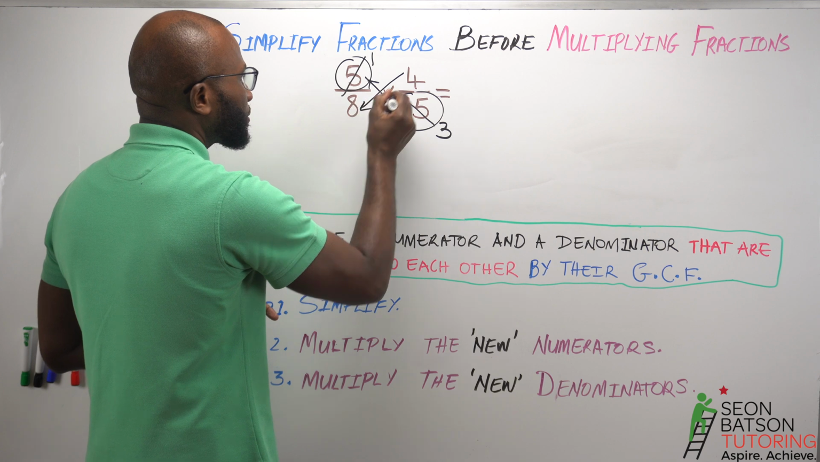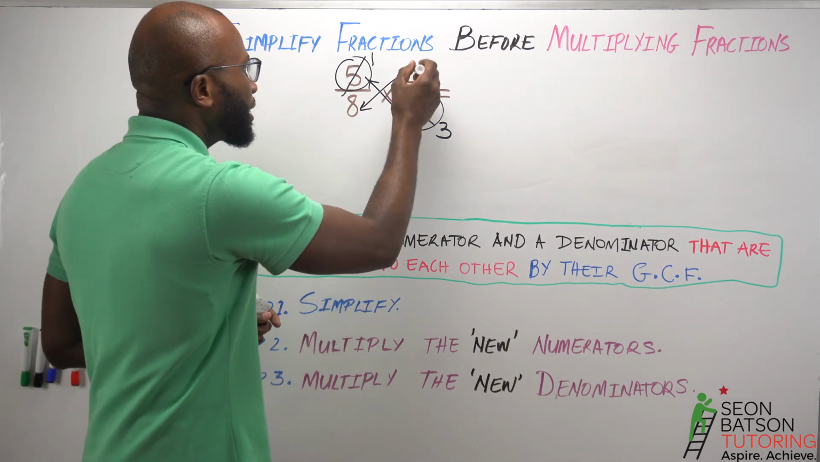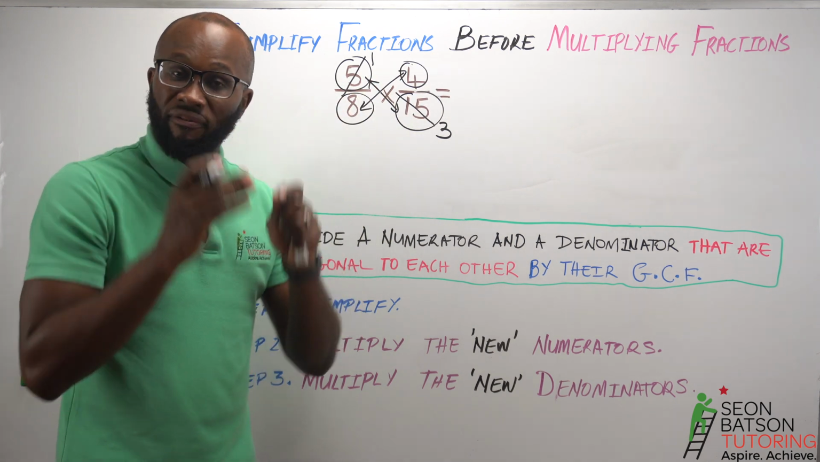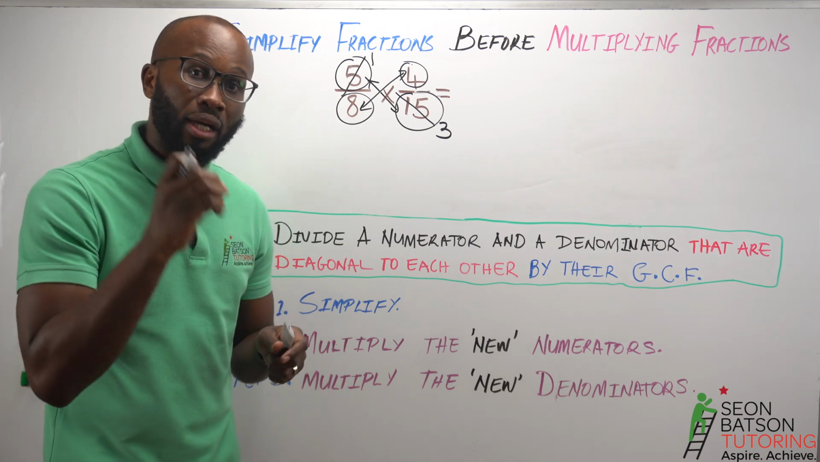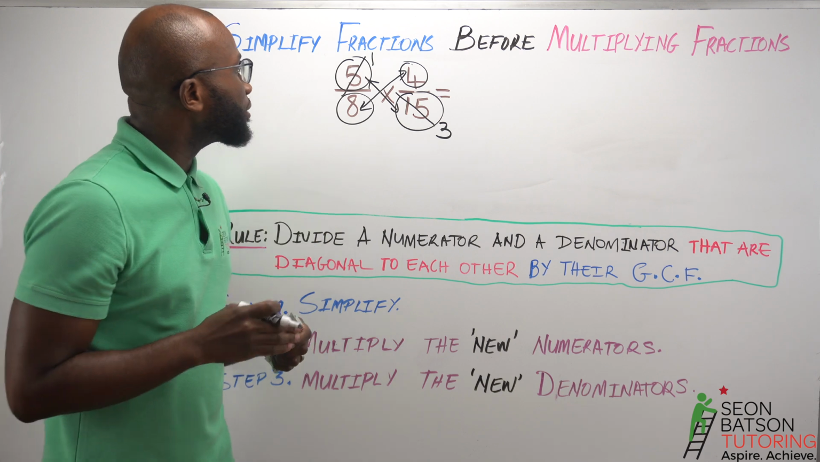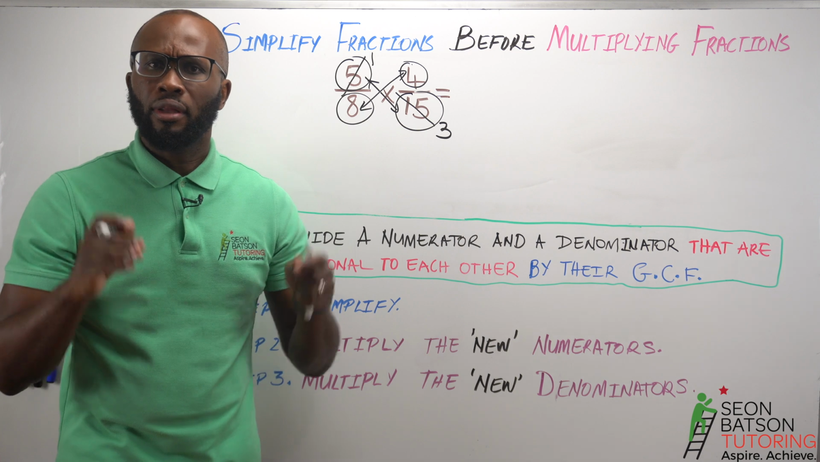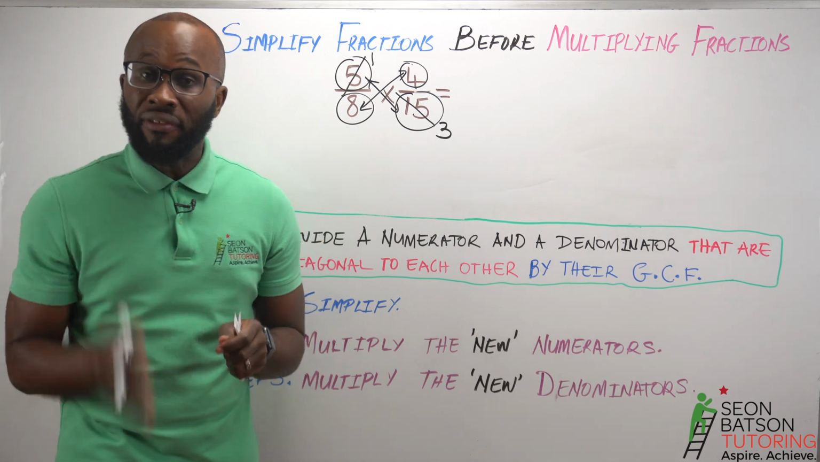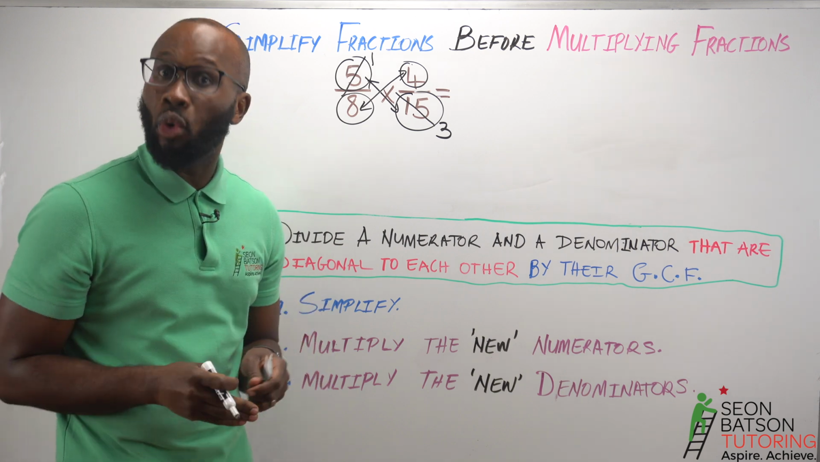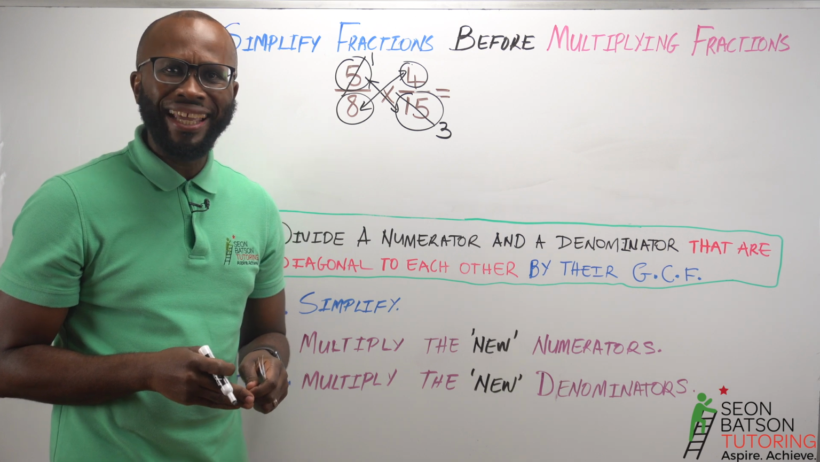All right. Now, let's look at the other pair of numerator and denominator that are diagonal to each other, the 4 and the 8. Again, to simplify this 4 and this 8, we can divide them by the greatest common factor. The greatest common factor for 4 and 8 will be the biggest number that can go into 4 and 8 evenly. Can you think of that number? Well, that number is 4. 4 is the biggest number that can go into 4 and 8 evenly.